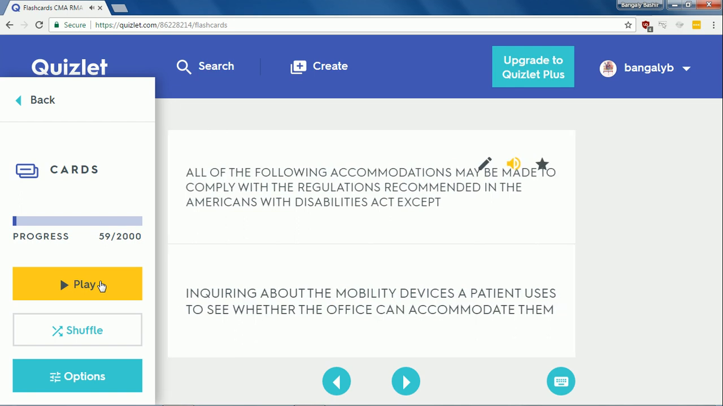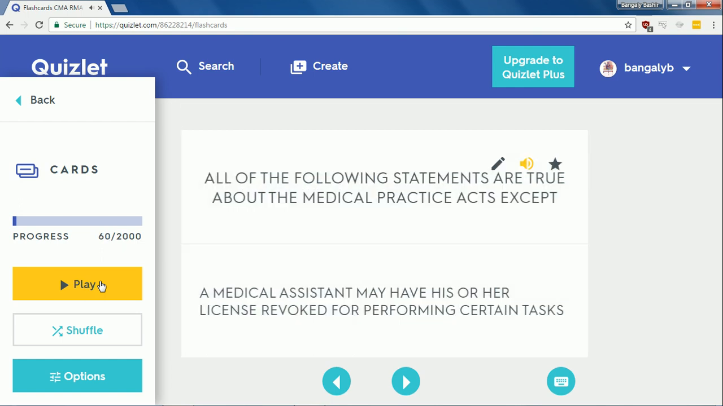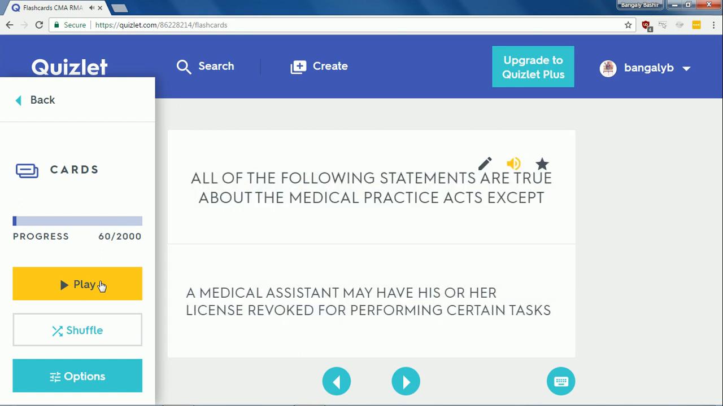All of the following accommodations may be made to comply with the regulations recommended in the Americans with Disabilities Act except inquiring about the mobility devices a patient uses to see whether the office can accommodate them. All of the following statements are true about the Medical Practice Acts except a medical assistant may have his or her license revoked for performing certain tasks.